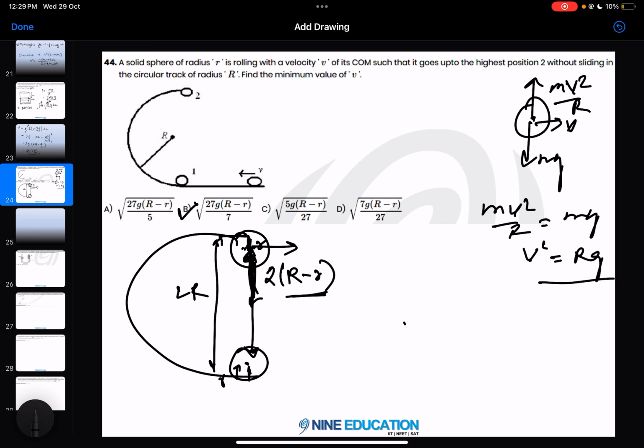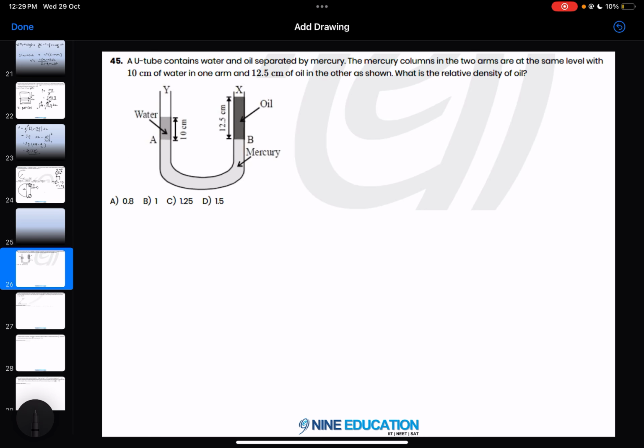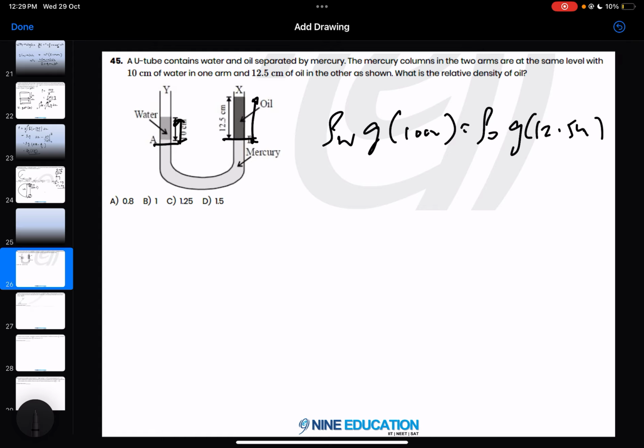Moving on to the next question. Now, if mercury is at the same level, the pressure exerted by oil equals the pressure exerted by water. Rho water g into 10 centimeters equals rho oil g into 12.5 centimeters. The g cancels. We need the relative density of oil, that is oil density by water density, which will be 10 by 12.5, which is going to be 0.8.